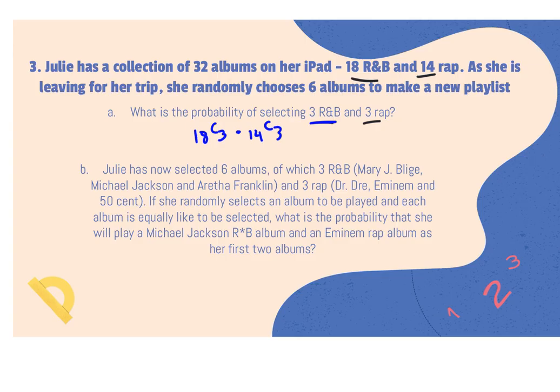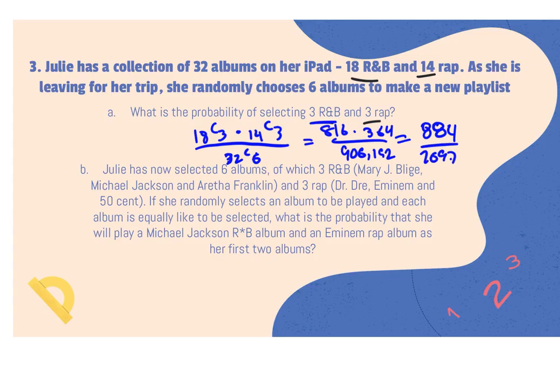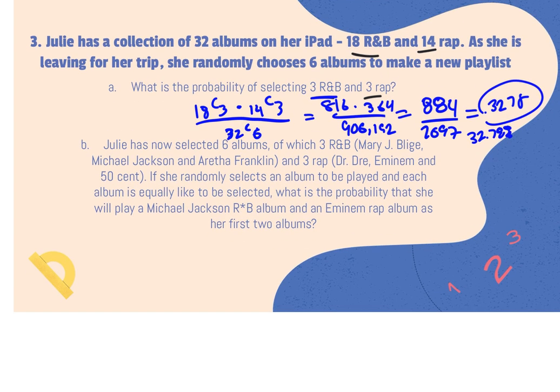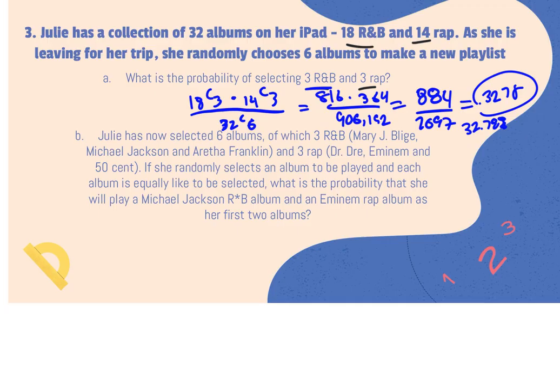Then 14 choose 3 for the rap. And all that is going to be over 32 choose 6. So when I do that, that gets 816, that gets 364, all over 906,192. So I multiply all that, simplify my answer, I get 2697 as a decimal, 0.3278. So about 32.78% of the time.